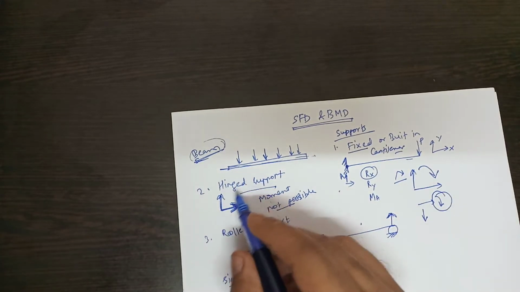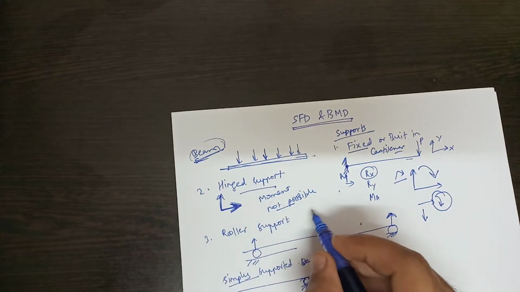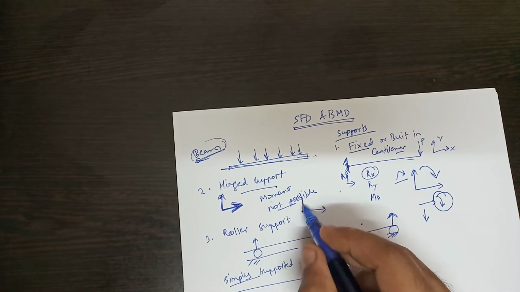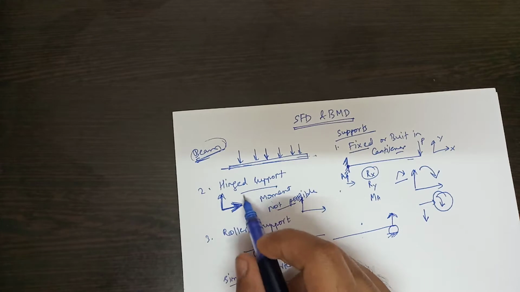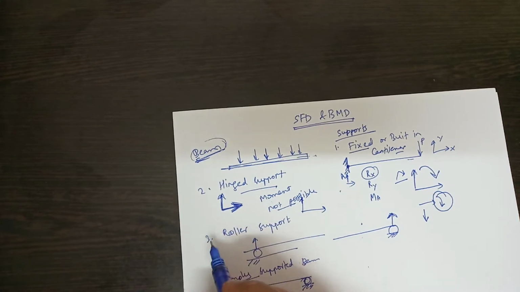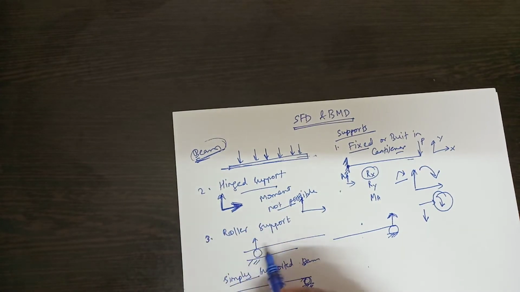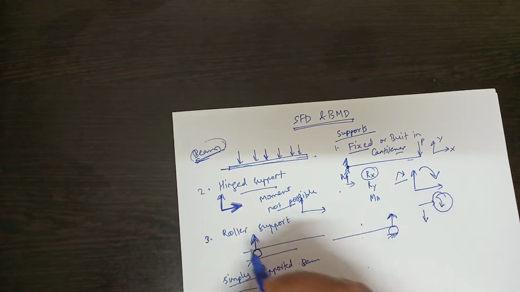Second type of support is hinge support. This can give you reaction in the horizontal direction and in the vertical direction, but it cannot support a moment. It cannot give you a reaction moment. Third type of support is roller support. It can support only vertical direction reaction. It can give you only reaction in the vertical direction.